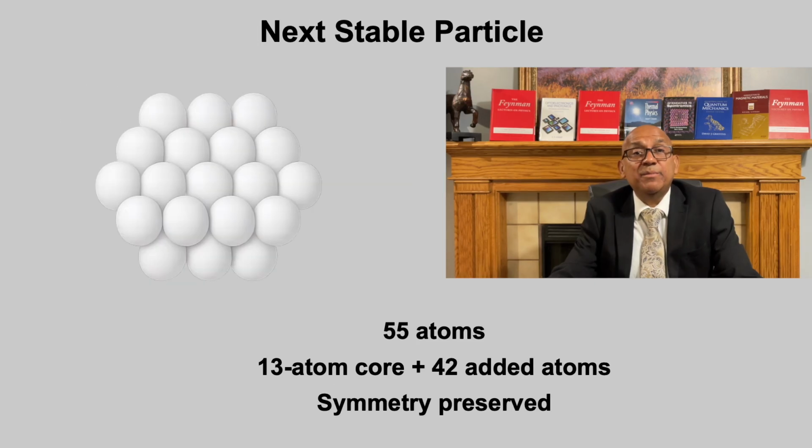The next stable particle appears at 55 atoms. This is formed by adding 42 atoms around the original 13 atom cluster. While preserving the same symmetric arrangement, such clusters are geometrically favored, giving rise to the next magic number, and they serve as the building blocks for larger, stable nanoparticles.